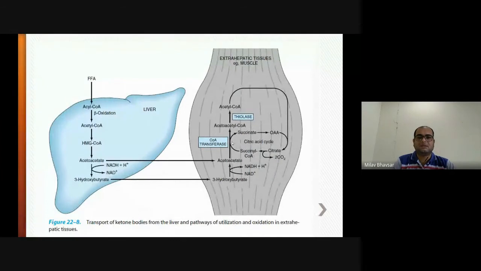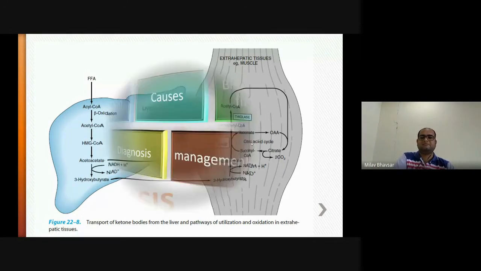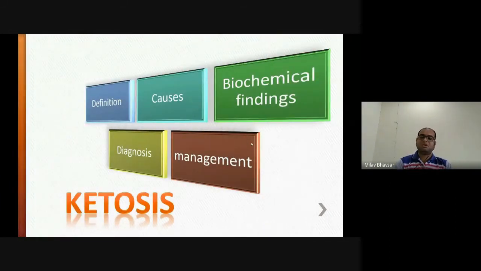So this is the complete process. Ketone bodies from liver and utilization. Free fatty acid to acetoacetate. Your ketone body is generated, and hydroxybutyrate. They go into the extrahepatic tissue like muscle. Again, acetoacetate goes back, acetyl coenzyme A is generated, and this is utilized inside the TCA cycle. Now coming to the collective term, that is ketosis.